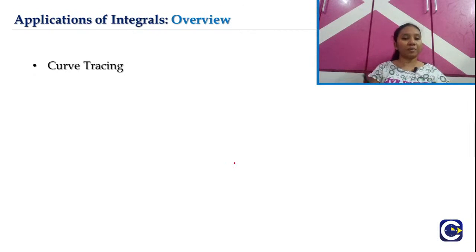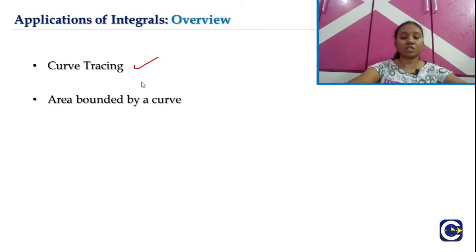If you remember, in our previous session we had a quick discussion of curve tracing, the steps involved in it, and what information we can grasp from tracing the curve, from plotting the curve. We also solved a corresponding question, on how for a given curve we get the entire information by looking at its graph. After curve tracing, we discussed area bounded by a curve.